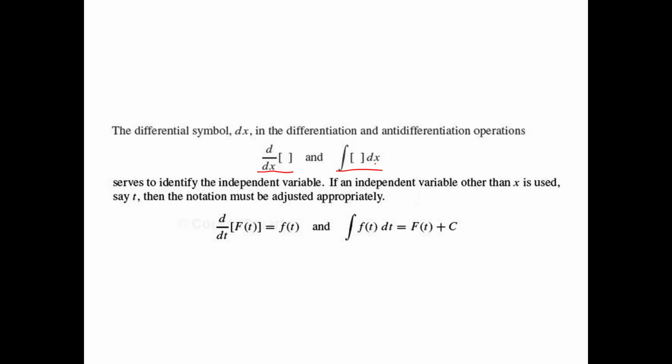If an independent variable other than x is used, say t, then the notation must be adjusted appropriately. So we've already differentiated with respect to variables other than x. We have d/dt'd, and we will integrate with variables other than x. So then in the integral symbol, the dx gets replaced with dt. Just notation, no big deal.